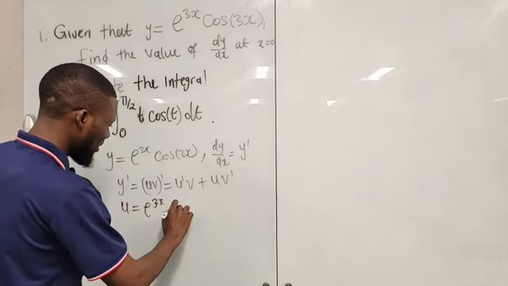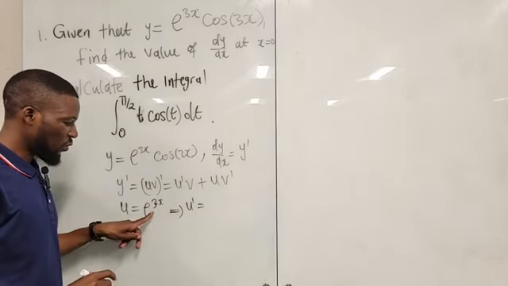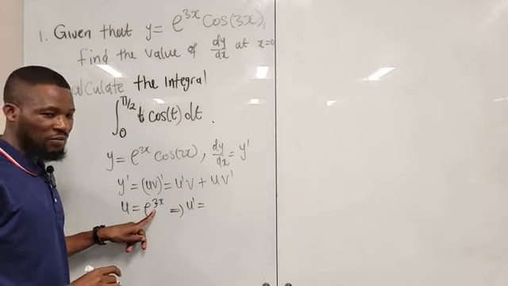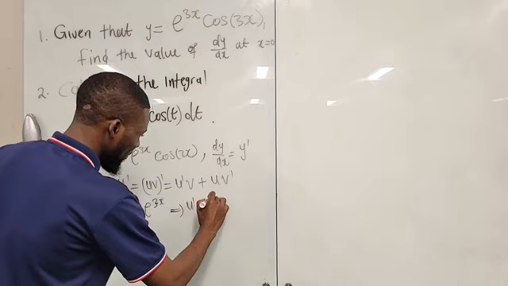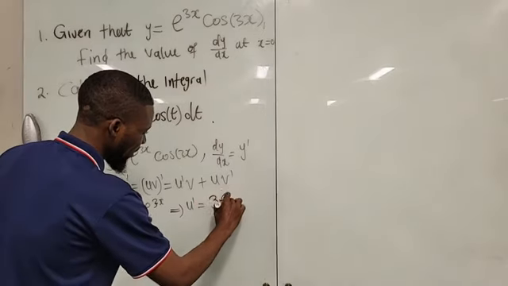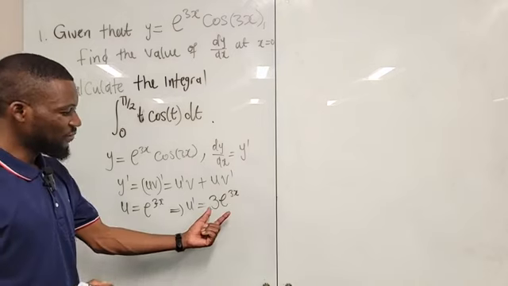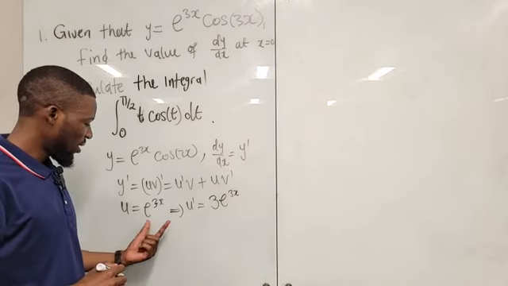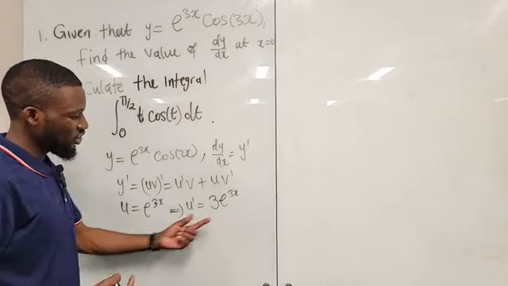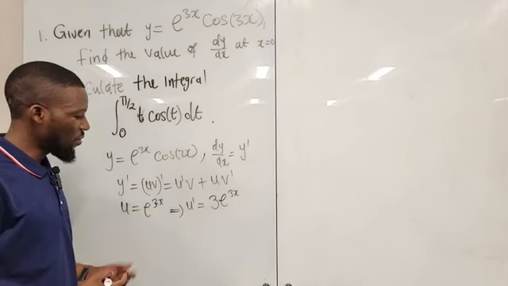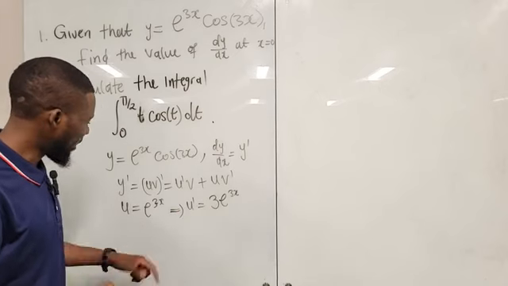Okay, so this implies that u prime, or the derivative of u, which is the derivative of the exponential function e to the power 3x, is just the same as 3 e to the power 3x, right? So I believe you already know how to find the derivative of the exponential function. You can either check on the derivative table or use the chain rule to take the derivative of that.